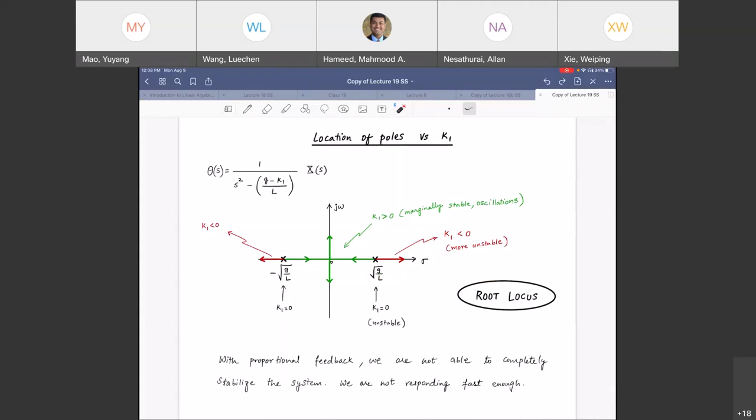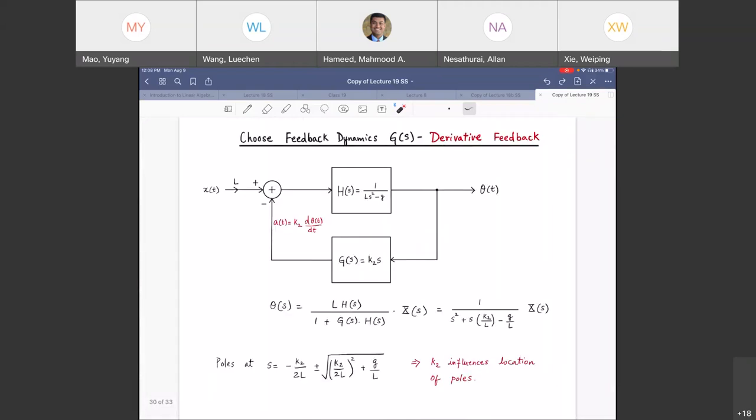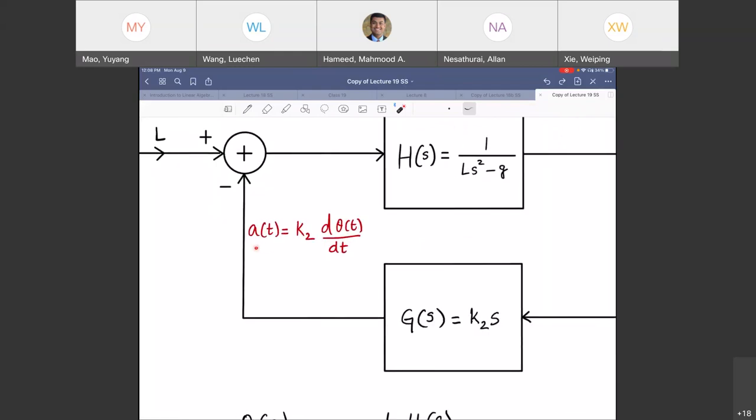Didn't work, right? Didn't work because the best you can do is marginal stability here. You didn't make it stable. So the next option is derivative feedback. So instead of using proportional, K1, you use derivative. What that means is A of t, earlier we were not accelerating the cart fast enough. We were not responding fast enough earlier.